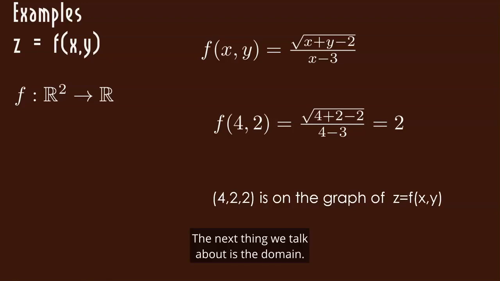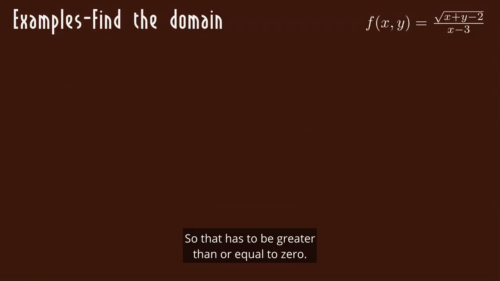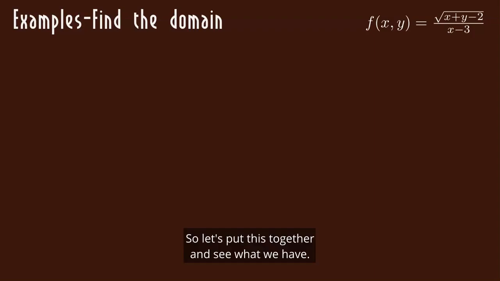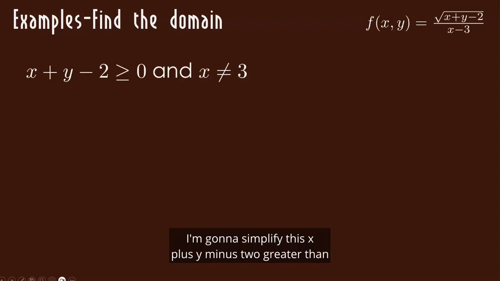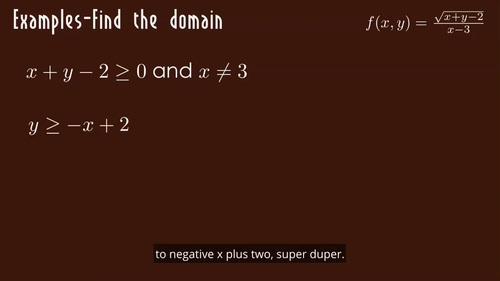The next thing we talk about is the domain. So let's find the domain of this function. I have x plus y minus 2 under the radical, so that has to be greater than or equal to 0. I have x minus 3 in the denominator, so that means x cannot equal 3. So let's put this together and see what we have. I'm going to simplify this, x plus y minus 2 greater than or equal to 0, so I can figure out how to graph it. When I solve for y, I have y is greater than or equal to negative x plus 2.